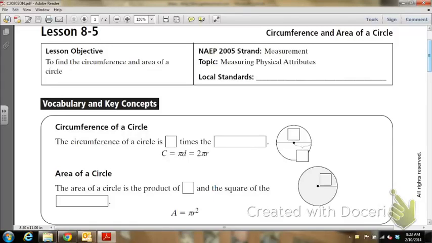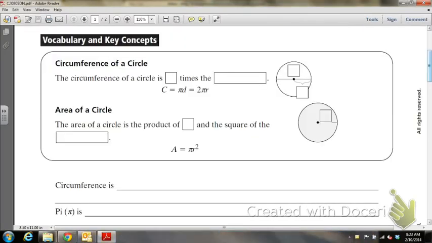In Lesson 8.5, we're going to talk about circumference and area of a circle. So let's talk about the different formulas and parts of the formulas. So circumference is pi times the diameter.